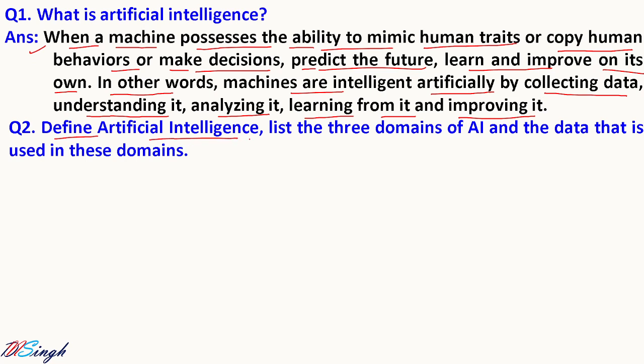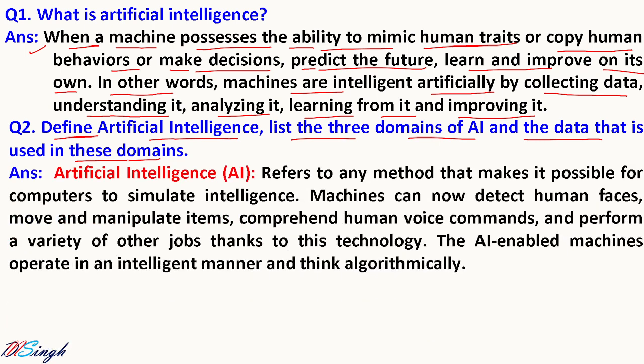Define artificial intelligence. List 3 domains of AI and the data that is used in these 3 domains. So we all know there are 3 domains of AI. Let us see the question. First question is the same: define artificial intelligence, or what is artificial intelligence. In slightly different words, the answer has been given in this question.